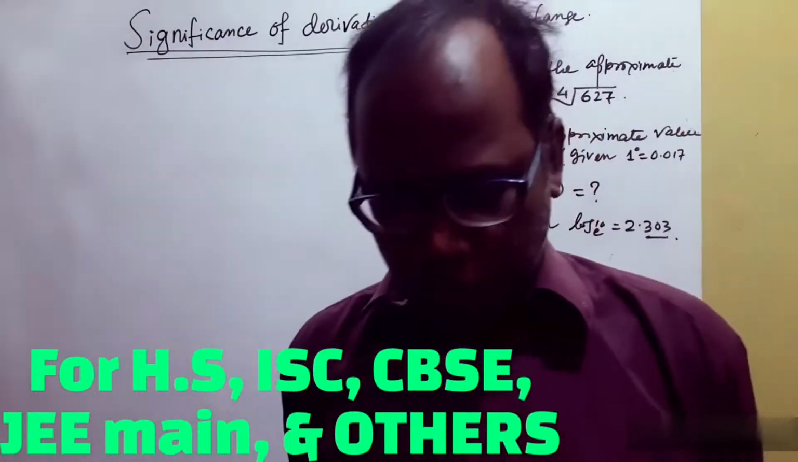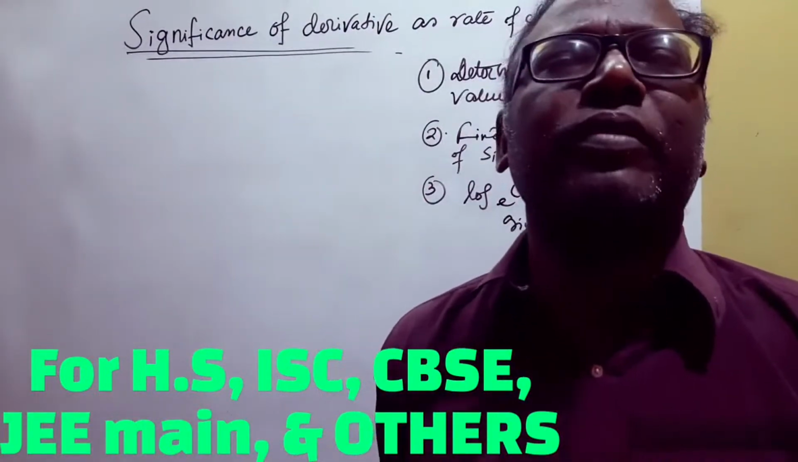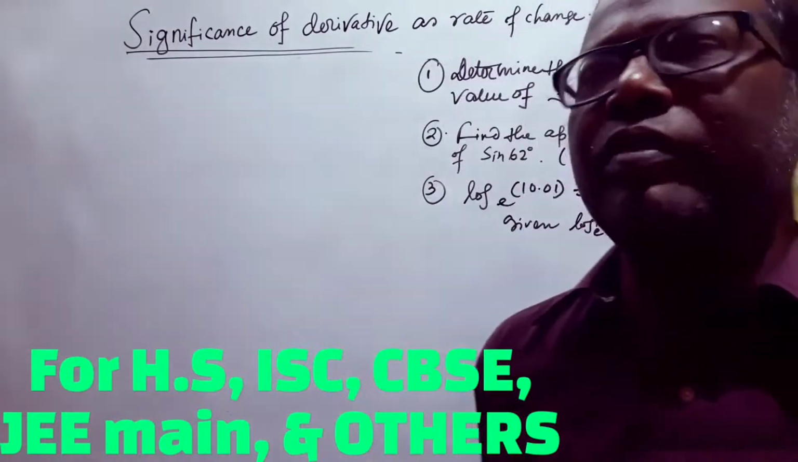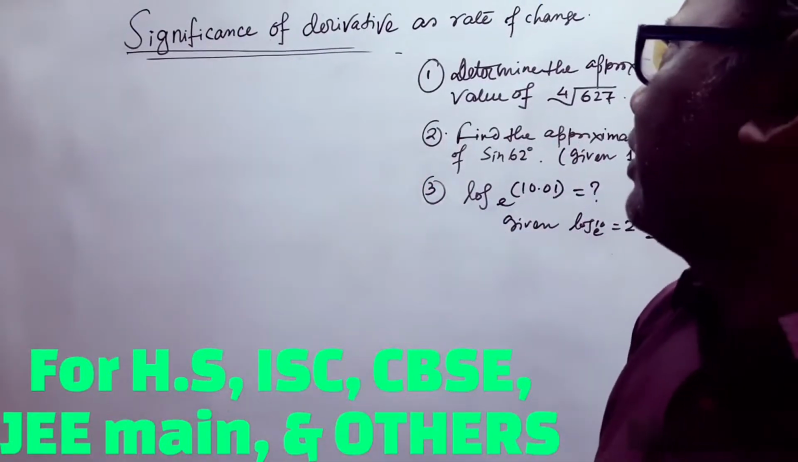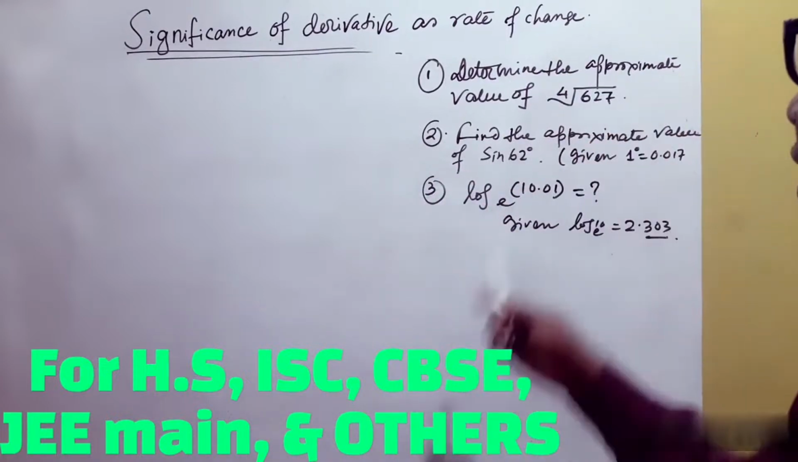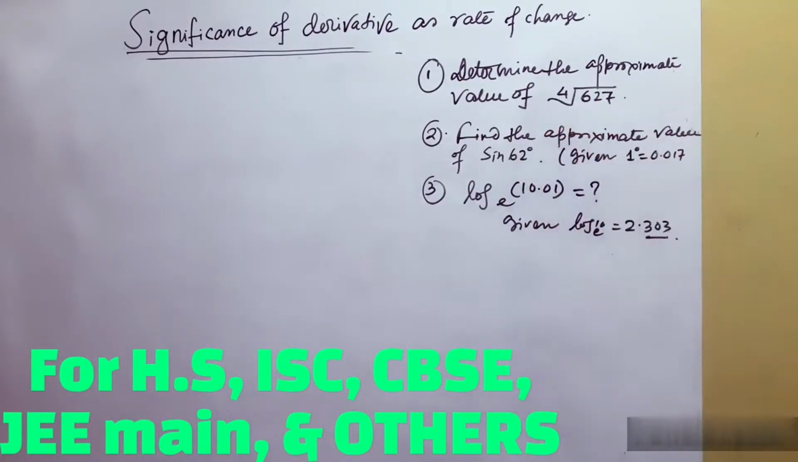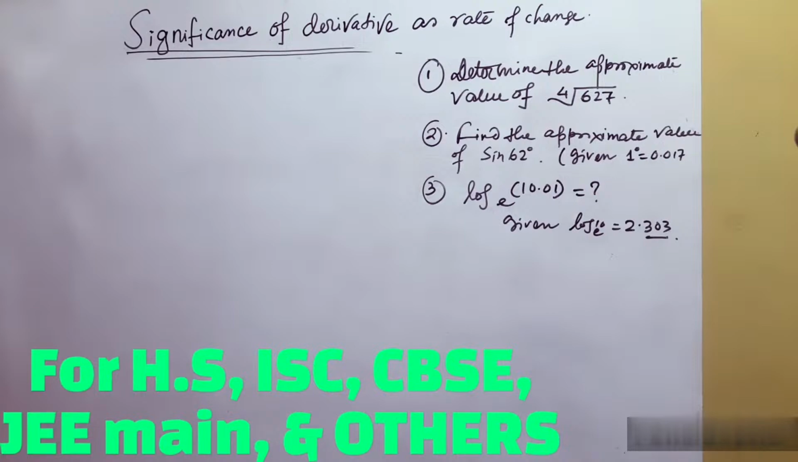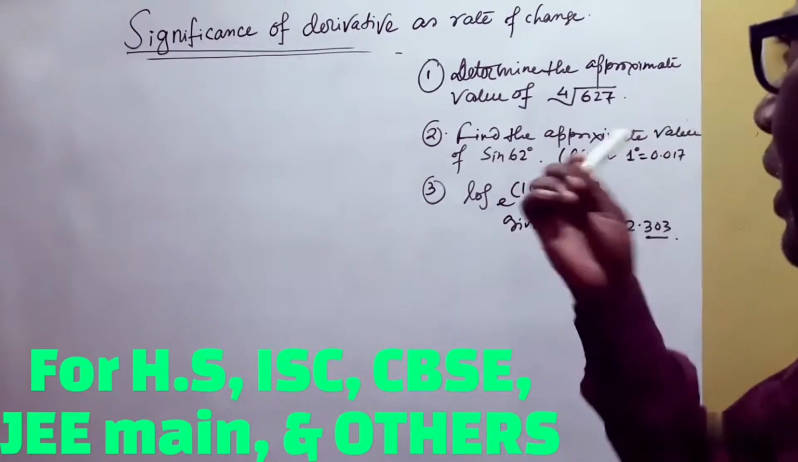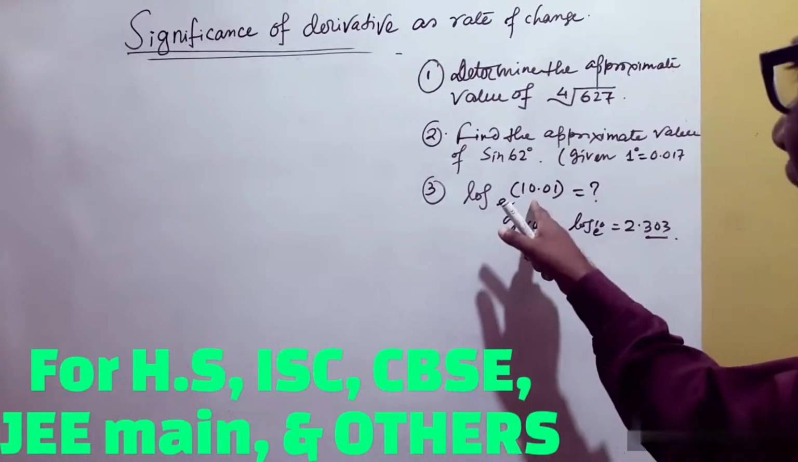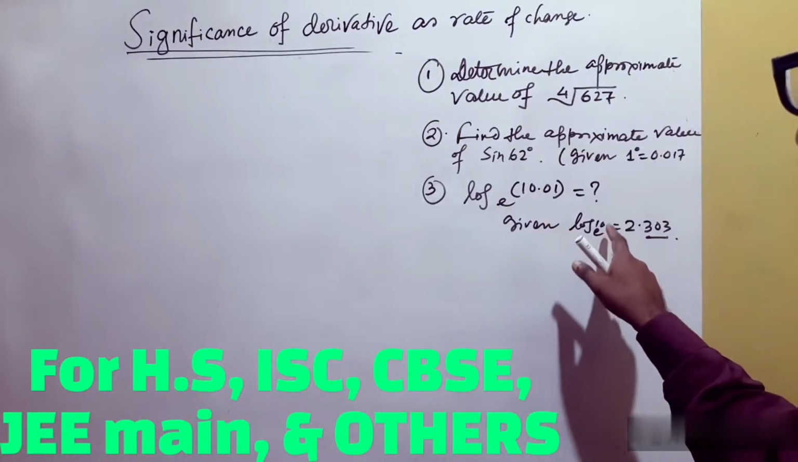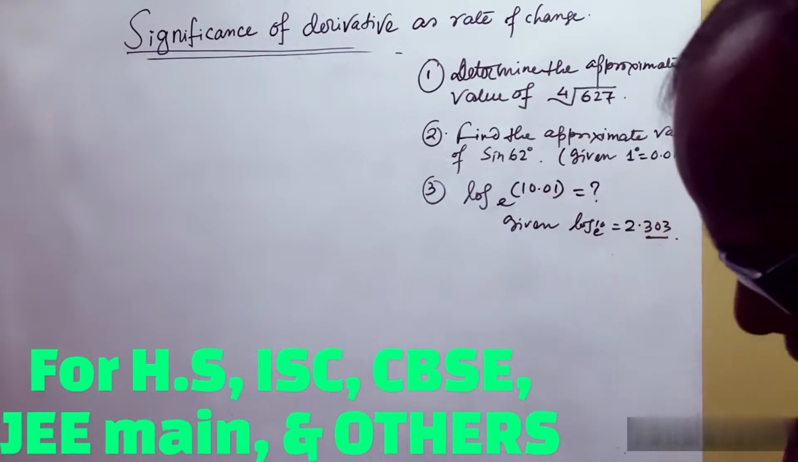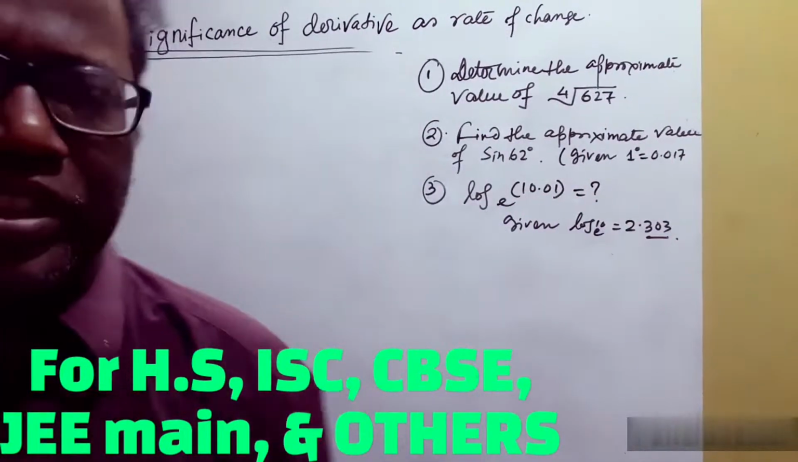Today's discussion is about the application of derivative, the calculation of the rate measure with the help of derivative. This is the significance of derivative as the rate of change. We will find the approximate value of the fourth root of 627, and the approximate value of sin 62 degrees. You know the value of sin 60 degrees, but how can we find the value of sin 62 degrees? And also the logarithm of 10 to the base e, which is 2.303. What is the value of that? I also want to solve some more problems in this video.